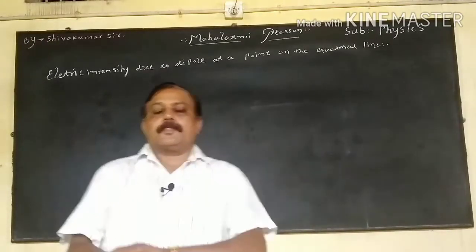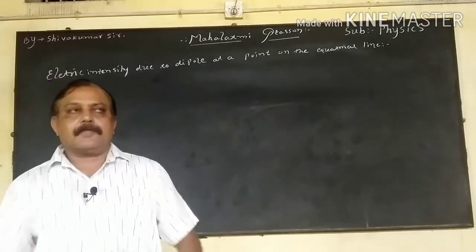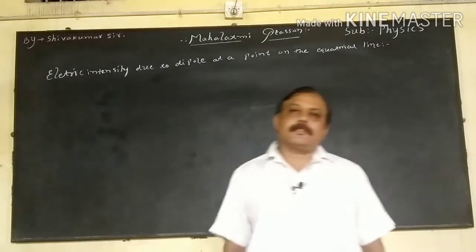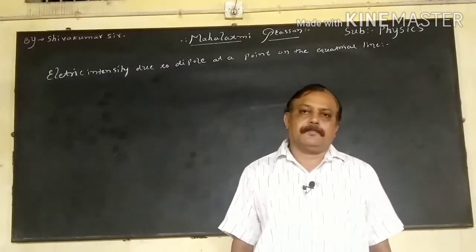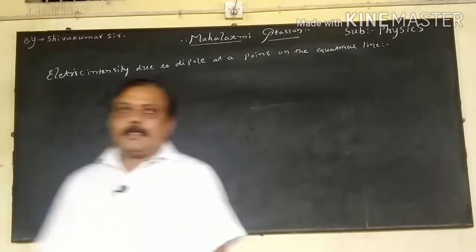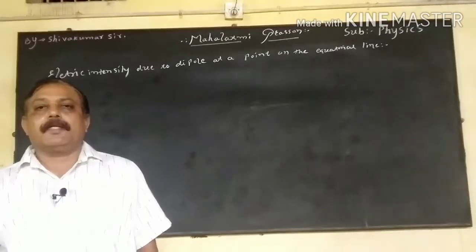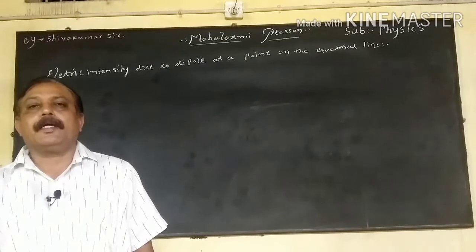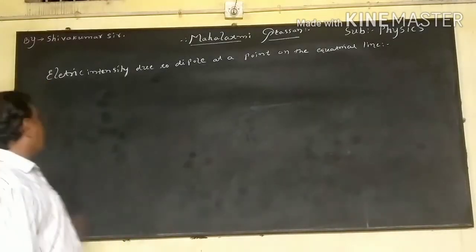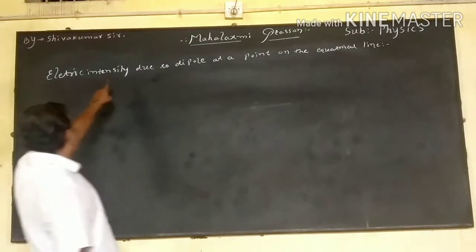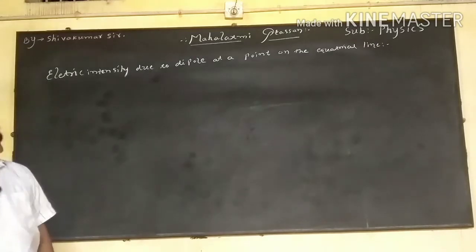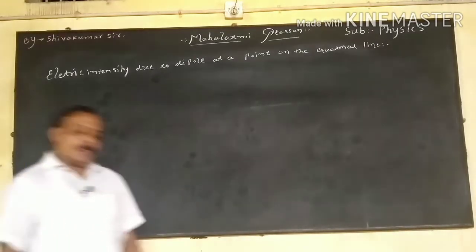Good morning, students. In the last class we completed electric intensity due to a dipole at a point on the axial line. After completing the derivation, we got the final equation E equals 1 divided by 4 pi epsilon naught times 2p by d cube. Then we come to the next fundamental equation for the electric dipole, that is electric intensity due to a dipole at a point on the equatorial line.